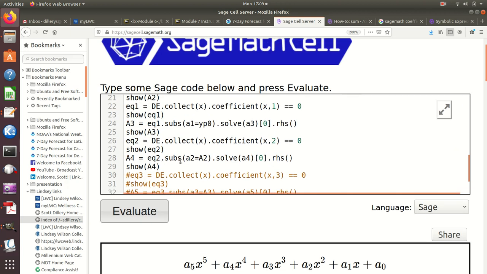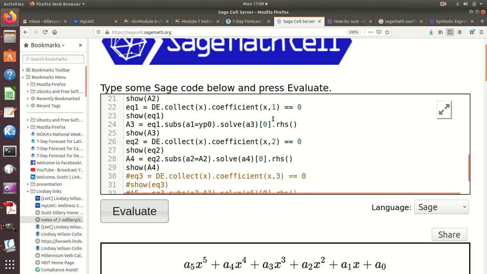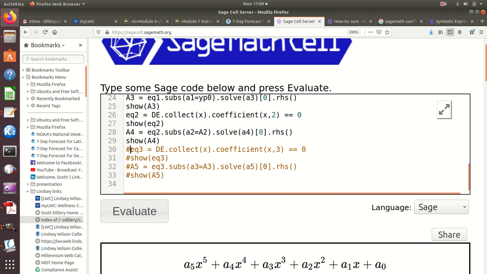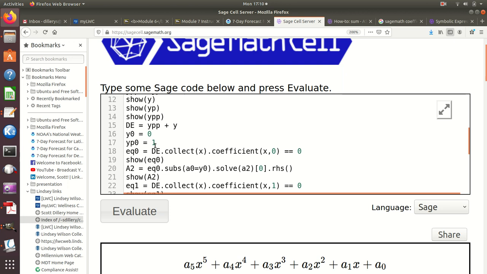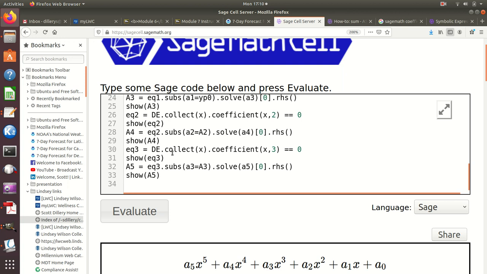We saw that all the even terms were 0, but I solved A2. Little a2 is equal to big A2. I'd already found big A2 up here, and that's why I needed to get just the right hand side, that 0, and I put it in and I get 0 again. Now I do equation 3, show equation 3, I get to A5. A5 is the last one I can do because I said back here I only wanted to go to 5, and so that's all I have.